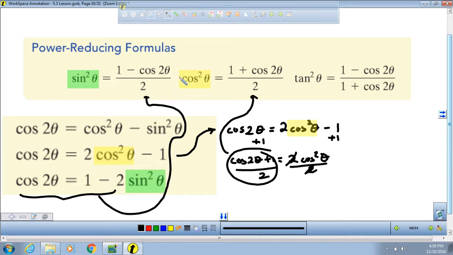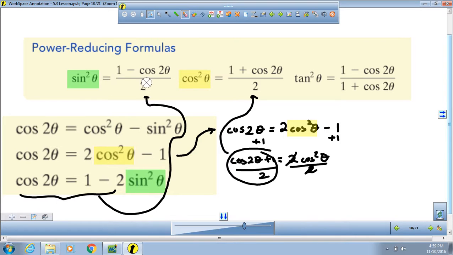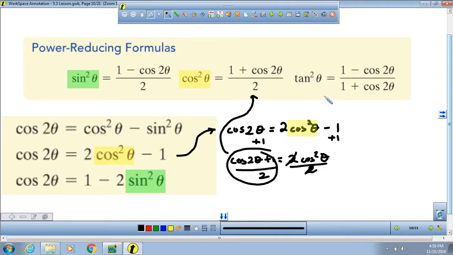These are called power reducing formulas, and they help you to reduce high powers of sine and cosine, and also tangent, into linear powers. Okay. There's also a formula for tangent square. By solving for the tangent square, you can also come up with this formula right here. Okay.